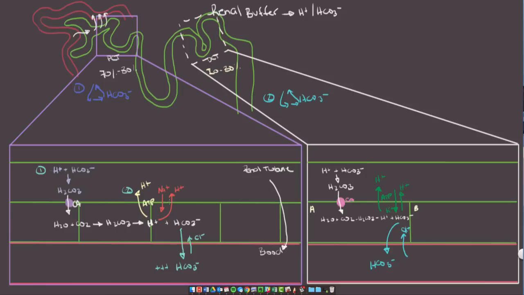But what is the body going to do when we enter an alkalotic state? As we mentioned, the renal buffer system does a good job at buffering both acids and bases. So in an alkalotic state, what is the body going to do?